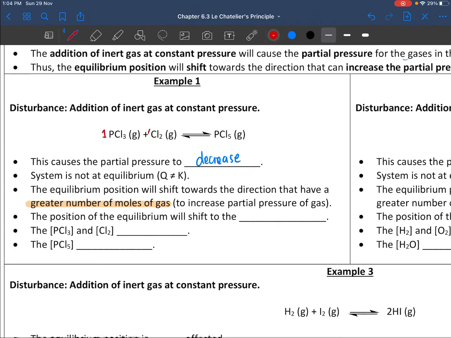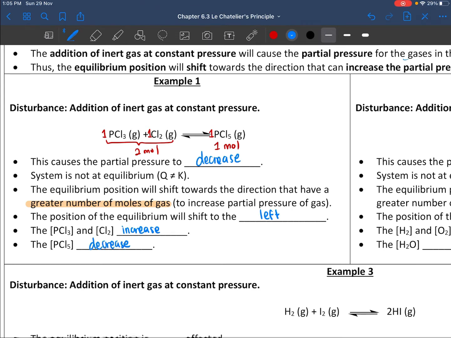Sini 1. So total reactant ni ada 2 mole. Untuk produk pula hanya ada 1 mole. So kita kena shift ke arah greater number of moles. That means we need to shift to the left. Okay. So when we shift to the left, the concentration of PCl3 and Cl2 increase. And the concentration of PCl5 since berkurang menghasilkan PCl3, so decrease lah.